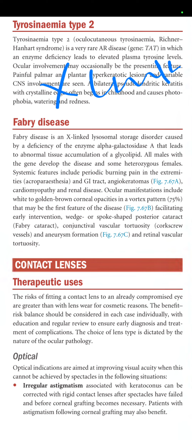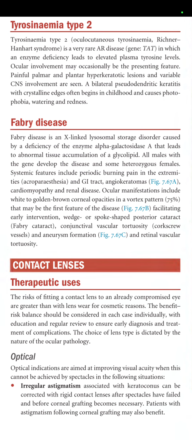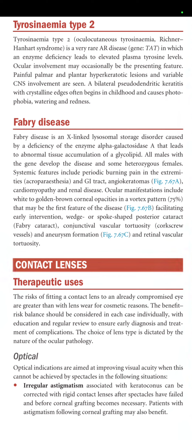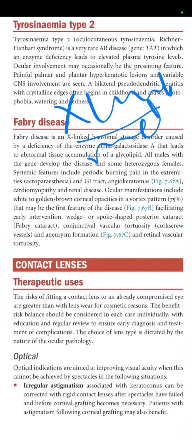It is an X-linked disease. And what enzyme is deficient in it? Alpha-galactosidase A. And what will it accumulate? Glycolipid. All males with the gene develop the disease, and some heterozygous females. Of course, if it is an X-linked disease, most of the males are going to be affected. Systemic features include periodic burning pain in the extremities, acroparesthesia, GI tract angiokeratomas, cardiomyopathy, and renal disease.